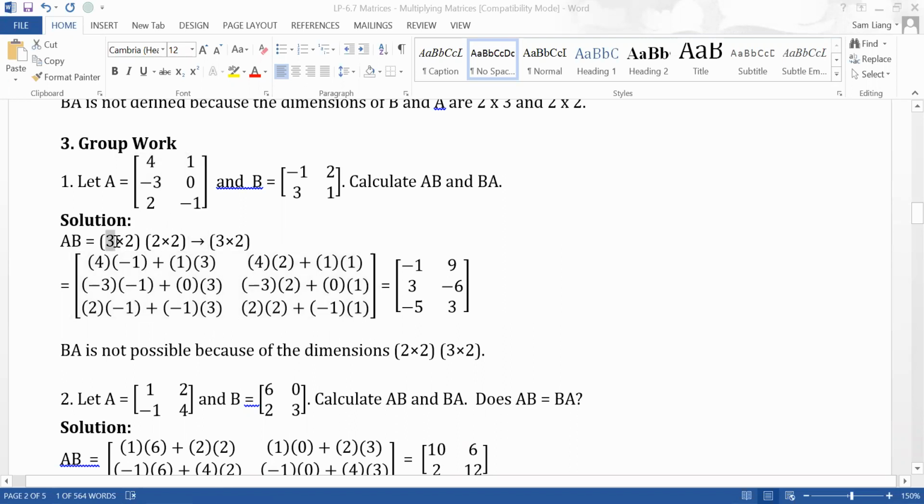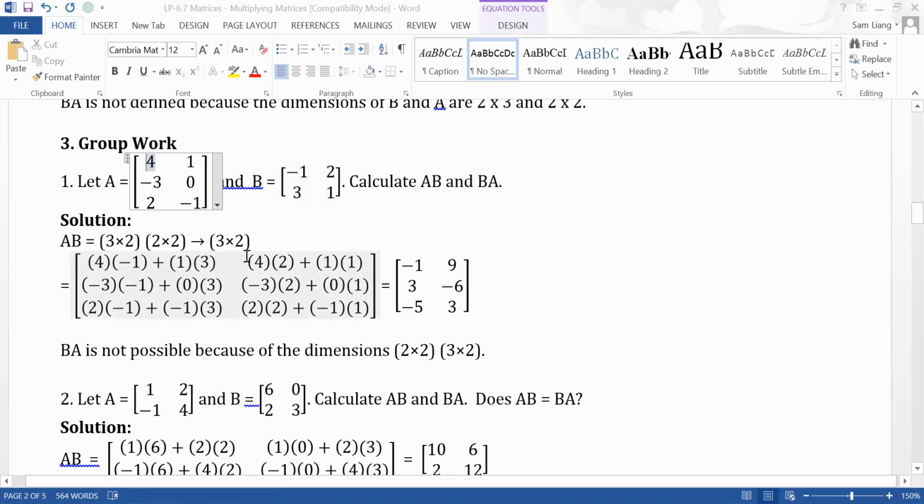Okay. So again, for the first row and the first column, we take the first row of the left matrix, dot product with the first column of the second matrix. So the matrix on the left, we always work with the rows, and then the matrix on the right, we always work with the columns. So here we have 4 times -1, which is right here, plus 1 times 3. So that's this entry.